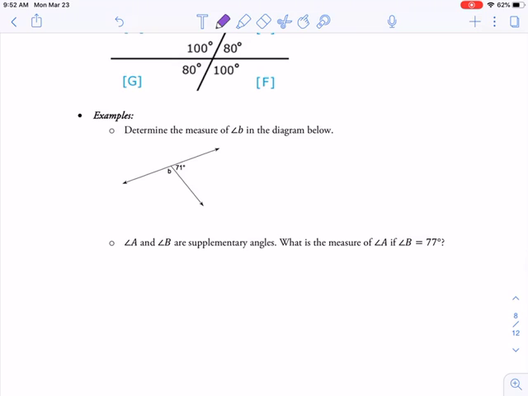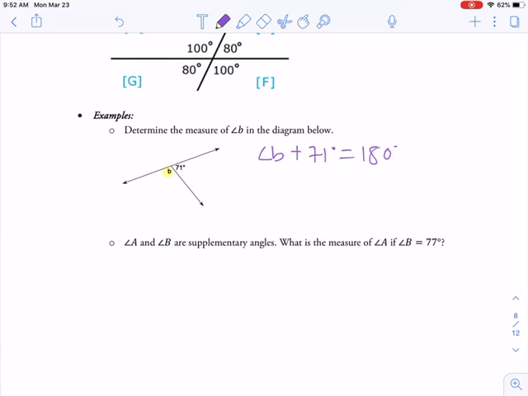Okay, so in this first example, we're going to look for a measure of angle B. Okay, and so we can see that angle B is right here, and this is what I mean about usually using labels like 1, 2, 3, or ABC. We can just call this whole angle B, and then we don't have to use the 3-letter label. Okay, so we know that angle B plus 71 are going to equal 180 degrees.